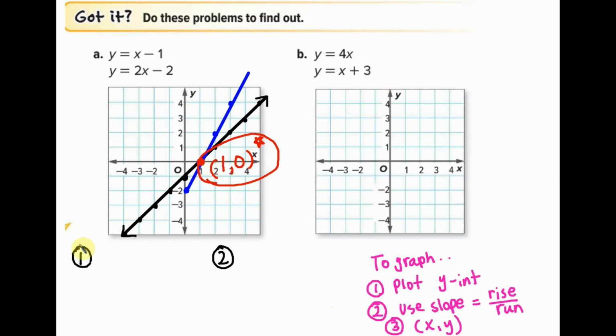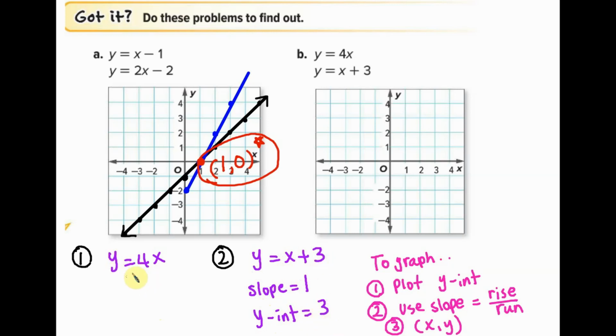This time part B, they're saying you're going to have y is equal to 4x. And the second one, y is equal to x plus 3. This one in here, the second equation, is similar to what you just did. Your slope in here will be the number in front of the x, which I don't see right now. It's because they have 1 hidden. Your y-intercept, in this case, will be +3.